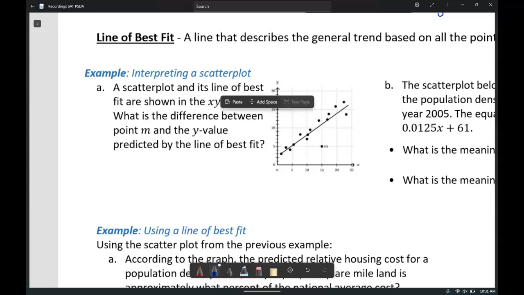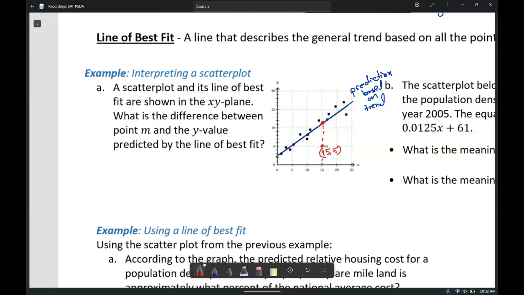So any point that is on the line of best fit is going to be a prediction based on the trend, while all the actual points are true data points. And so here we have the data point M, which is represented by the ordered pair 15, 5. Now it's asking about the y value that would be predicted by the line of best fit, which means that if we use the same x value, what is the y value that should have been predicted?